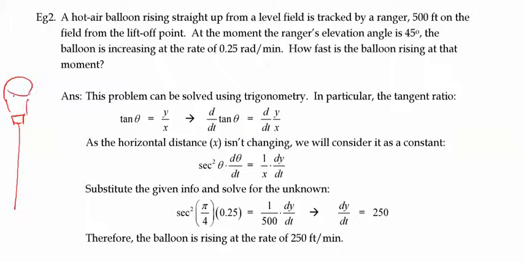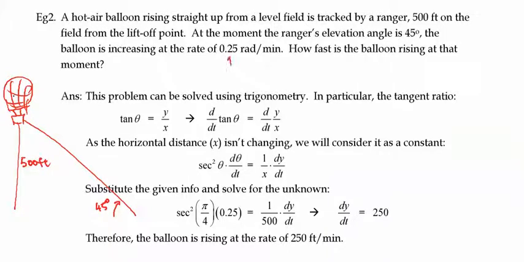Here is your hot air balloon. So this hot air balloon is going up. 500 feet on the field from the lift-off point. This is 500 feet. At the moment, the ranger's elevation angle is 45 degrees. When this angle is 45 degrees, the balloon is increasing at the rate of 0.25 radian per minute.